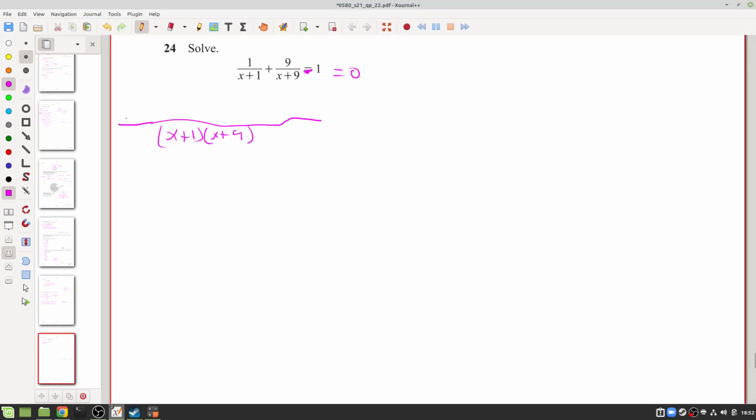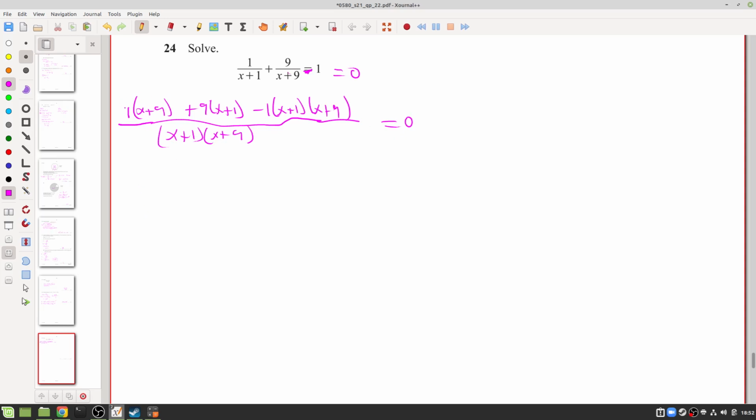Now, this 1 only had the x plus 1, so it still needs the x plus 9. This 9 only had the x plus 9, so that still needs the x plus 1. Minus 1, this 1 had nothing, so it still needs both the x plus 1 and the x plus 9. Equals 0. Okay, so we can multiply both sides by the denominator. If we multiply this side by the denominator, it goes away because it cancels out, and 0 times anything remains 0. So now we can just work with the top part here.